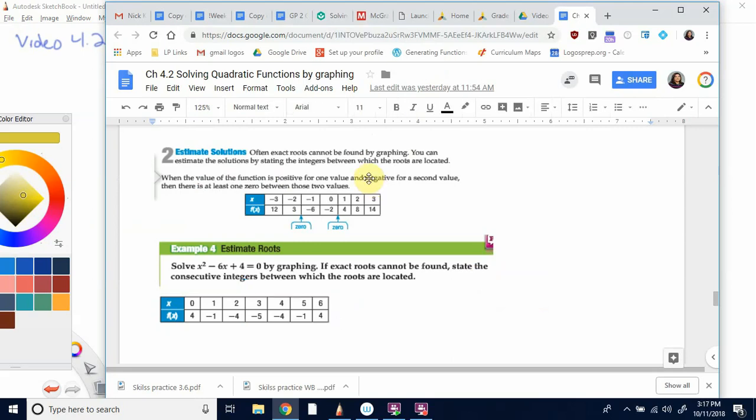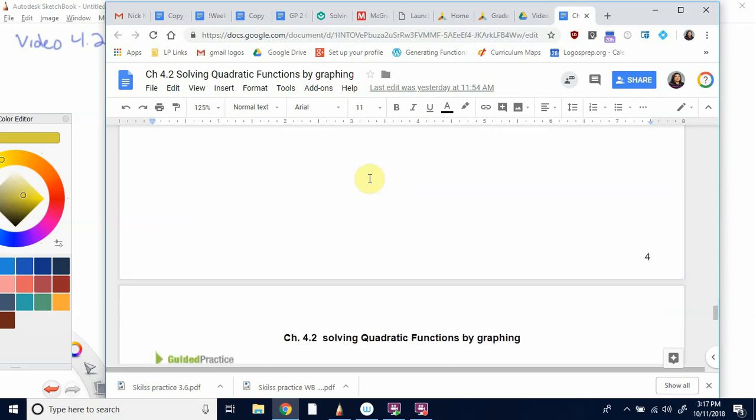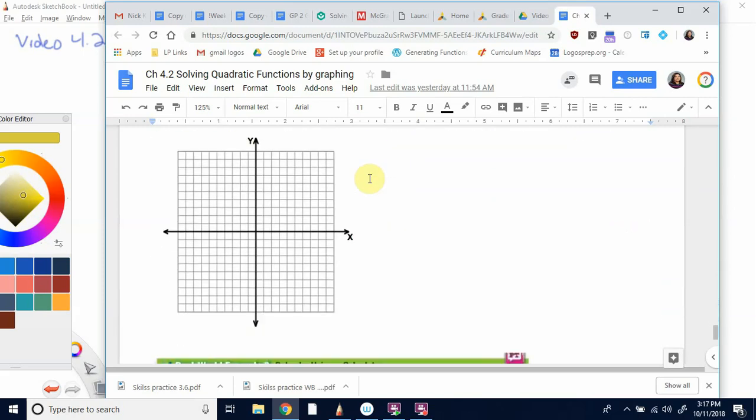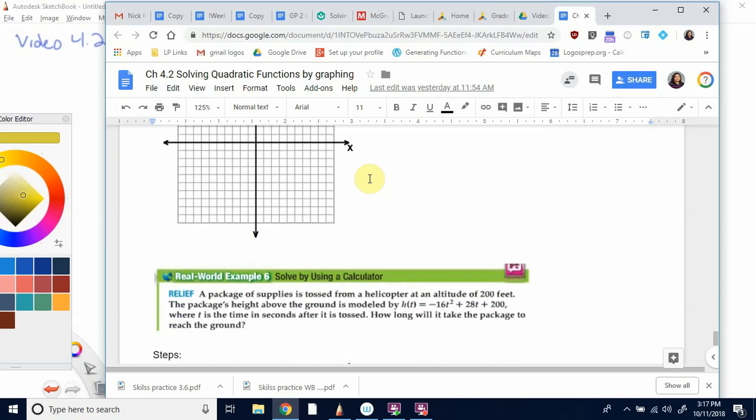That's just an estimation, and we don't need to graph it. We don't need to find it when they just want us to estimate. So you're going to have to know how to estimate without using a calculator, and tell me how you knew that. You'll have to explain it. So pause the video and do guided practice 4. We're going to skip example 5.